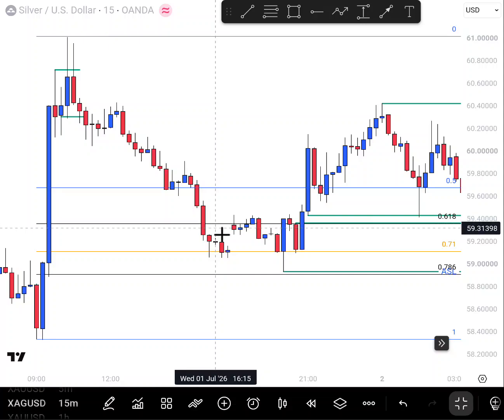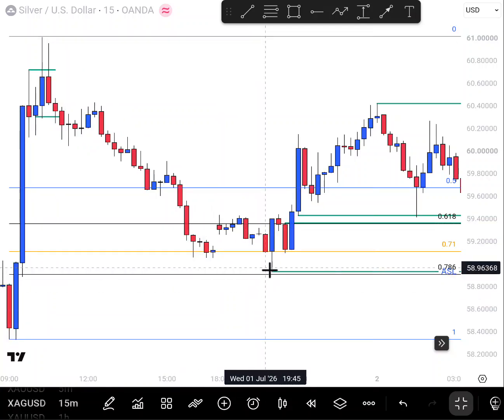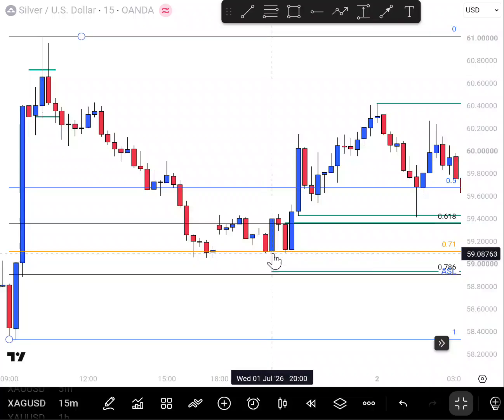You can see I have my OTE levels marked. We had price react off this 0.71 OTE level. OTE means optimal trade entries. We usually mark out those levels in order to take on the continuation setups.